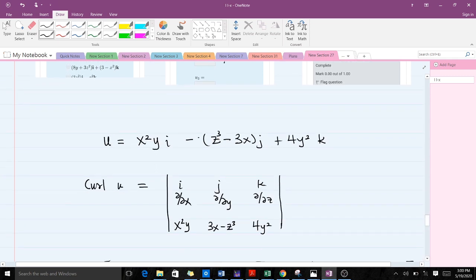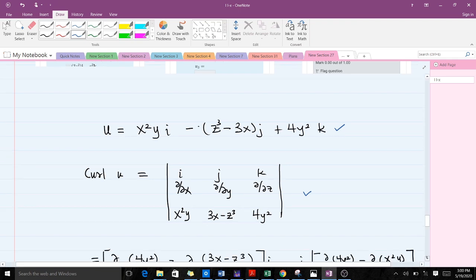The u, or the vector field, which was given in the question, is what you can see here. Note that the formula for computing the curl of a vector field is what you can see here: the determinant of i, j, k; del/del x, del/del y, del/del z; x squared y, 3x minus z cubed, and 4y squared. So we are going to find the determinant of this 3 by 3 matrix.